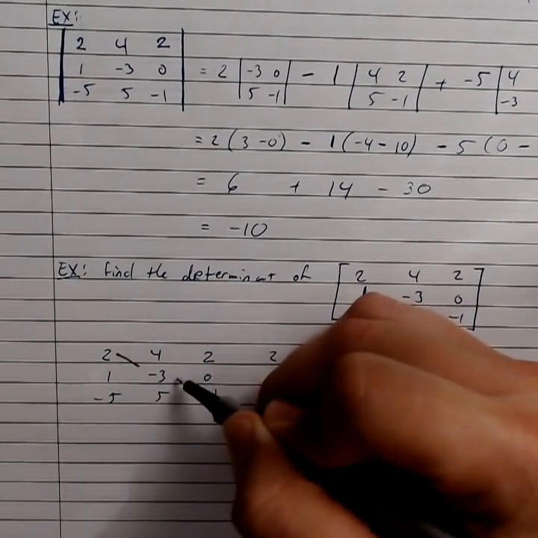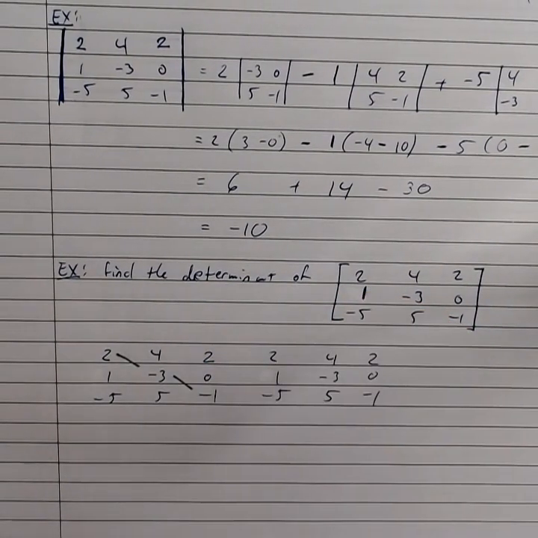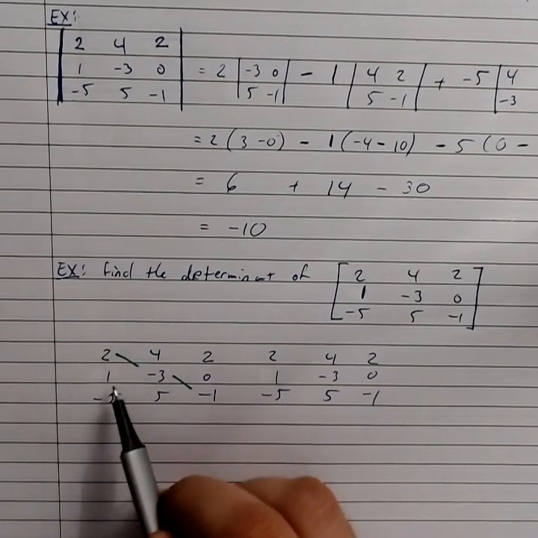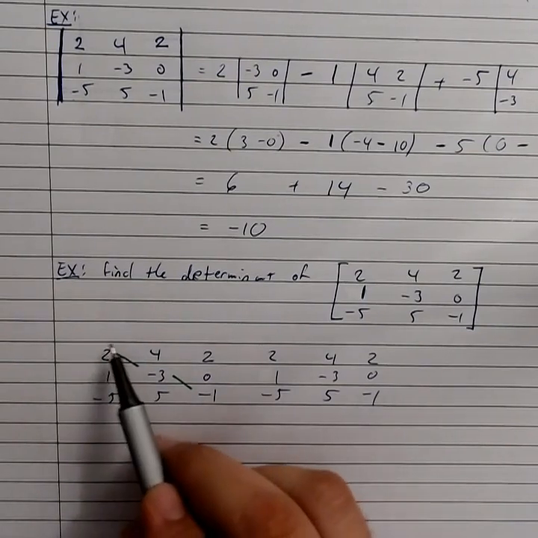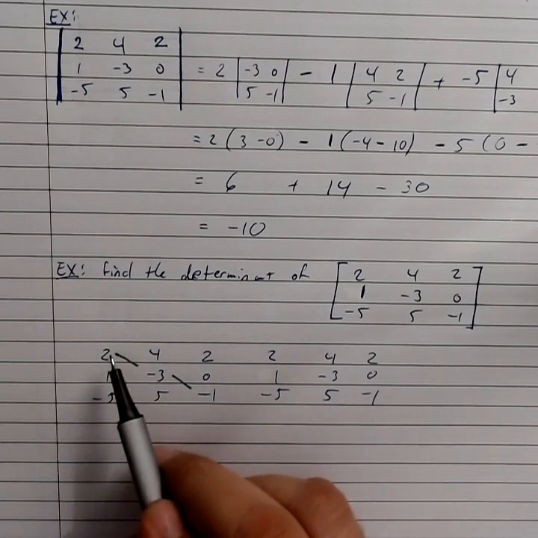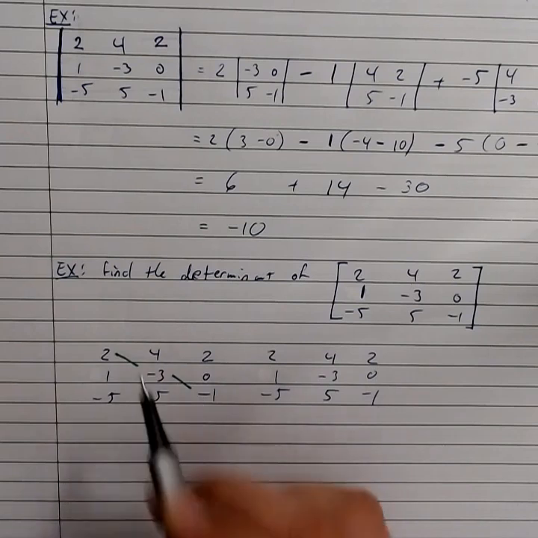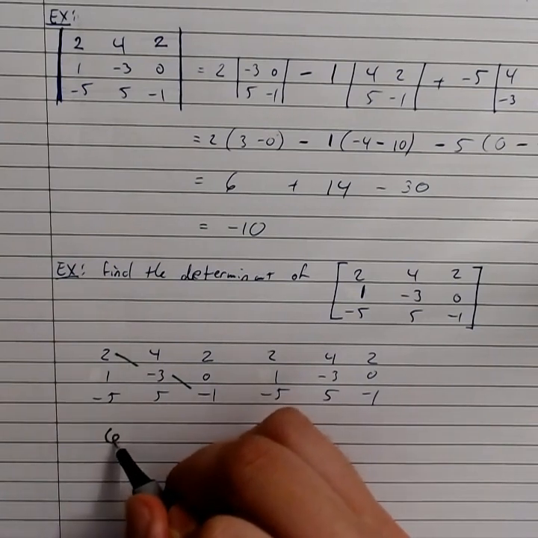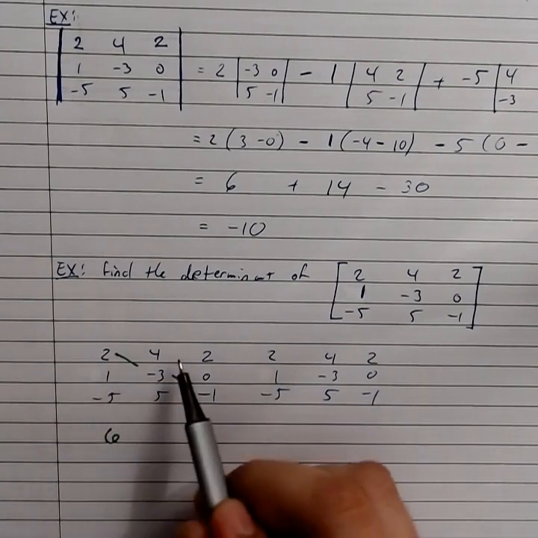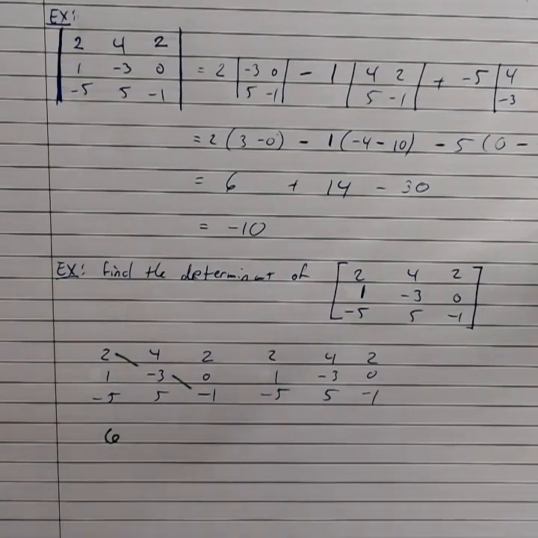What I mean by that is you're going to take these 3 numbers, you're going to go upper left, down, over, down, over. You're going to take those 3 numbers and multiply them together. So 2 times negative 3 is negative 6. Negative 6 times negative 1 is positive 6. Okay, cool. And now you're going to move over and do it to the next set of numbers like this.